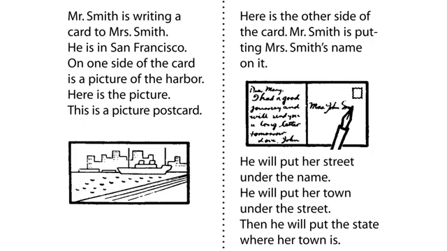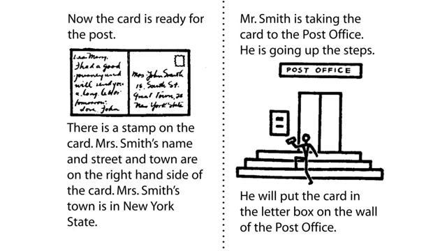Mr. Smith is putting Mrs. Smith's name on it. He will put her street under the name. He will put her town under the street. Then he will put the state where her town is. Now the card is ready for the post. There is a stamp on the card. Mrs. Smith's name and street and town are on the right-hand side of the card. Mrs. Smith's town is in New York State.